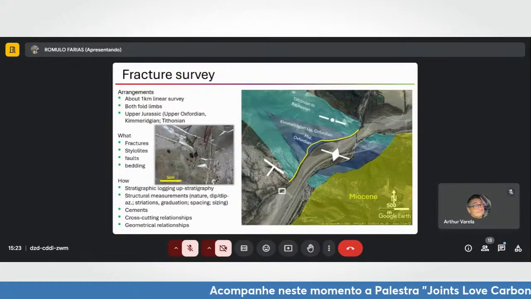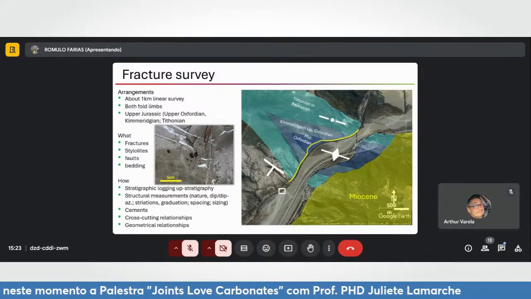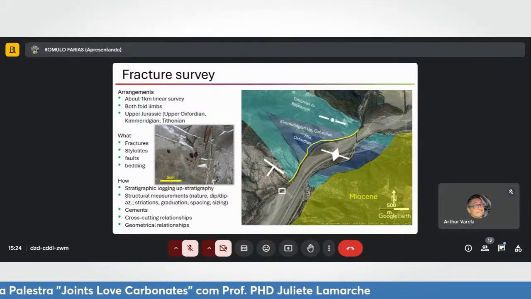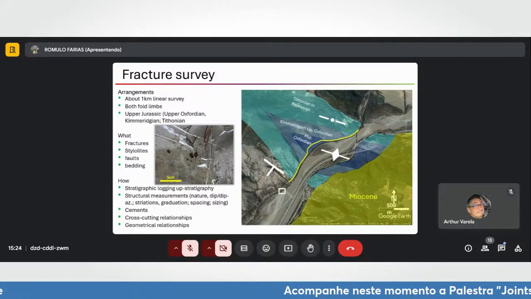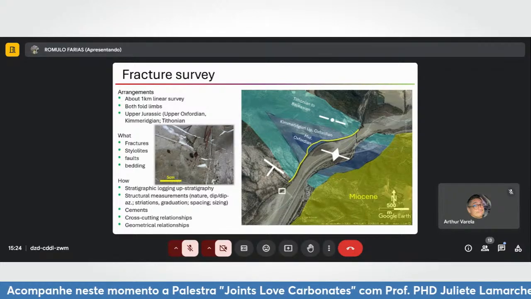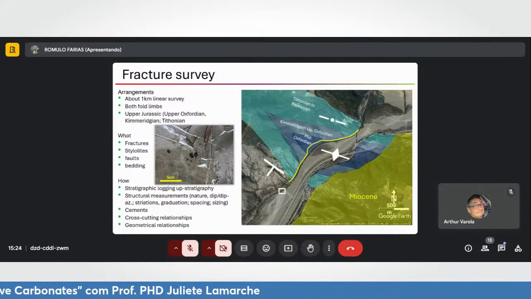What did we survey? Along the fold, we did a long scan line. That means that we started from here, you see the scale, and along about 2 kilometers, we measured every single fracture. It's a lot of work. In the vertical limb, in the hinge, and in the flat limb to the south.